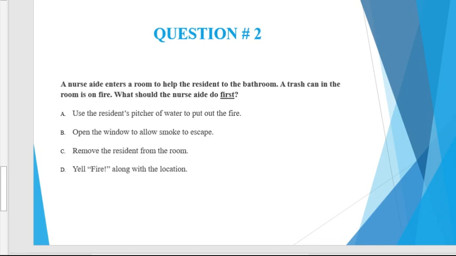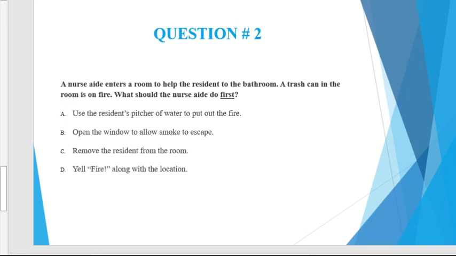A nurse aide enters a room to help the resident to the bathroom. A trash can in the room is on fire. What should the nurse aide do first? Remember, we are talking about safety. The previous question, this is number 1. You want to maintain the safety of your patient by not moving her, because moving her could cause more damage, more harm. Now you walk into your patient room, the trash can is on fire. What will you do first?